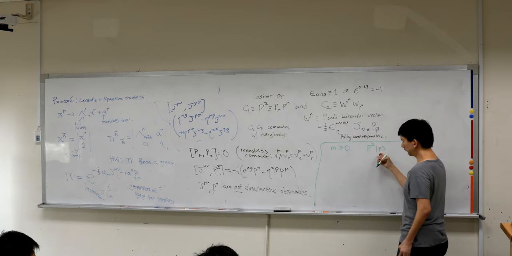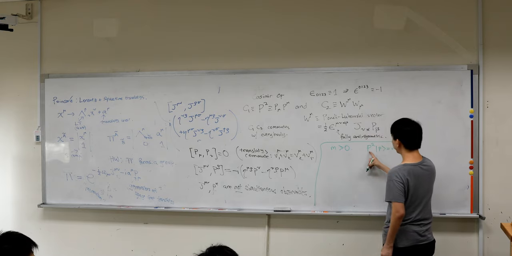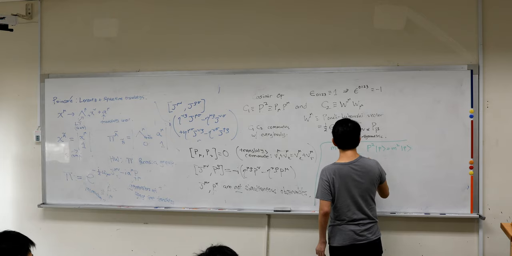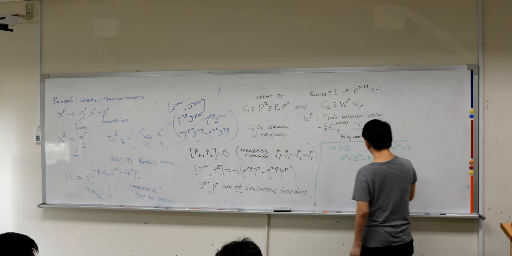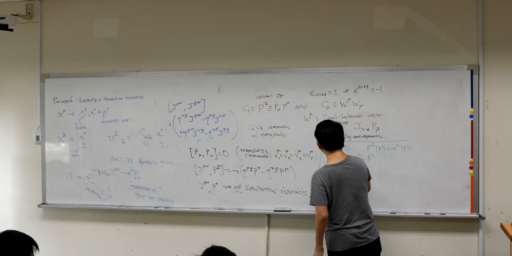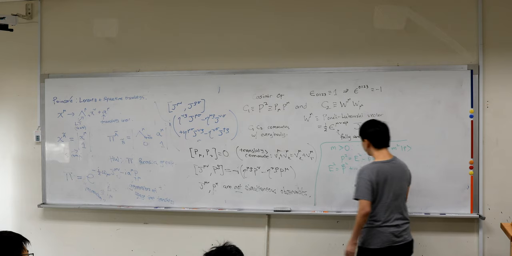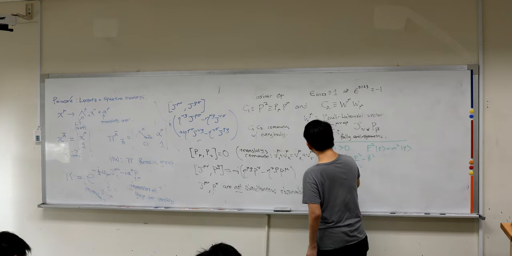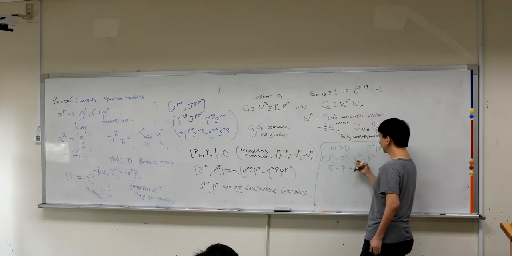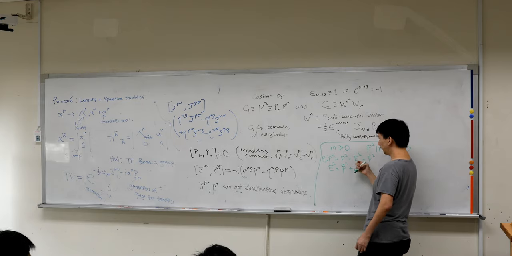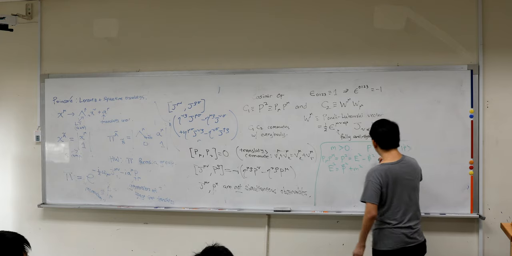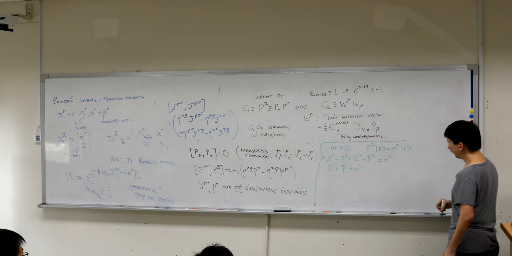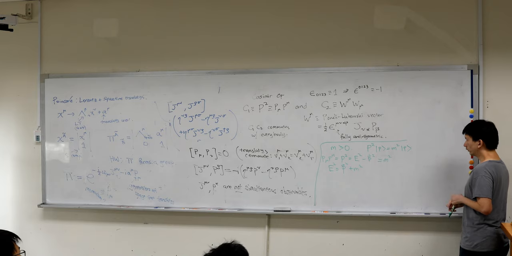P squared acting on a particle with momentum p will give you m squared. Remember this is a relativistic p squared. P squared is just energy squared minus the spatial momentum squared. From relativity, energy squared is momentum squared plus mass squared, which is how you're usually taught it. But the relativistic way to write it is P mu P mu, where P zero is in fact energy and P i is the spatial part, and this equals M squared. This is a relativistically invariant way to describe particles.